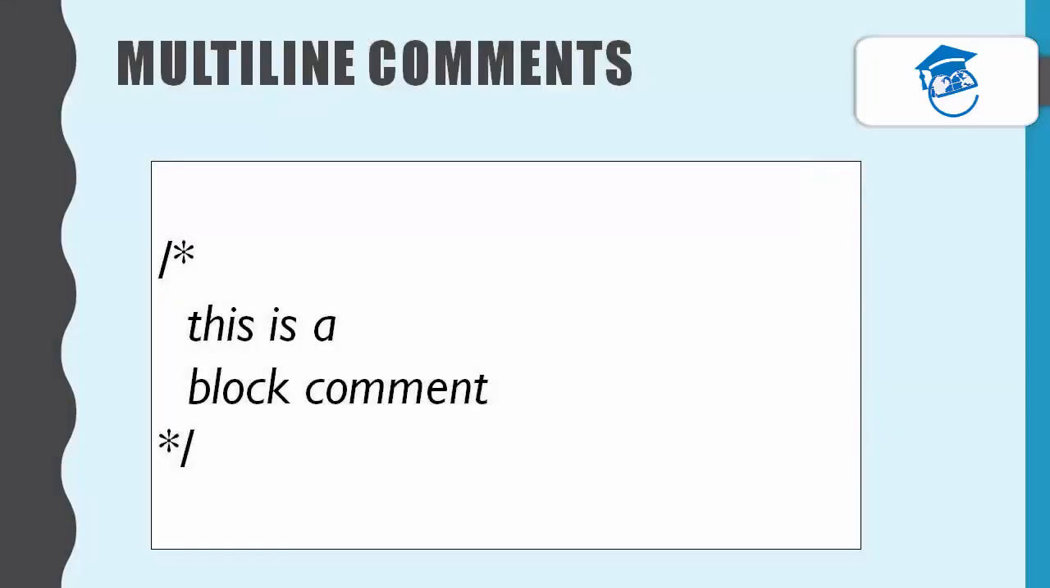Okay, now let's move on to the next one, multi-line comments. In this comment style, you can spread your comment over several lines. You can see that in this example, the comment starts with a forward slash and an asterisk, and the comment ends with an asterisk and a forward slash. So whatever is inside this block is considered a multi-line comment.